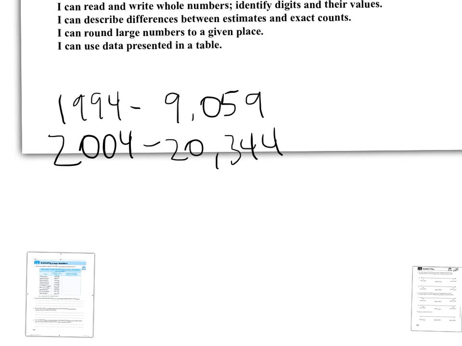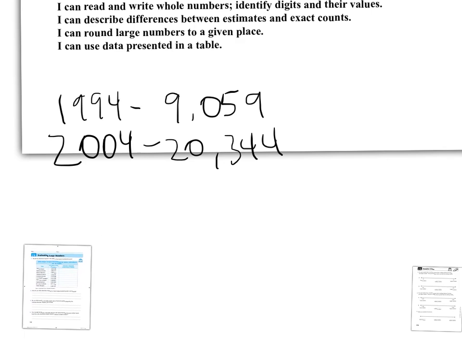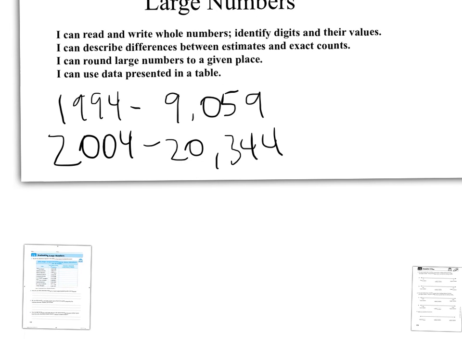in a table. There's not exactly a table on here, but when we get to this page here, there'll be a table. But it says, I can describe differences between estimates and exact counts. If in 1994 there were 9,059 people, and in 2004 20,344 people, do you think that this would be an estimate or an exact count? And why is that? I want you to put down your answer on a dry erase board or in your reader's notebook or in your math notebook. Okay, so do you think it's exact? Think about it.